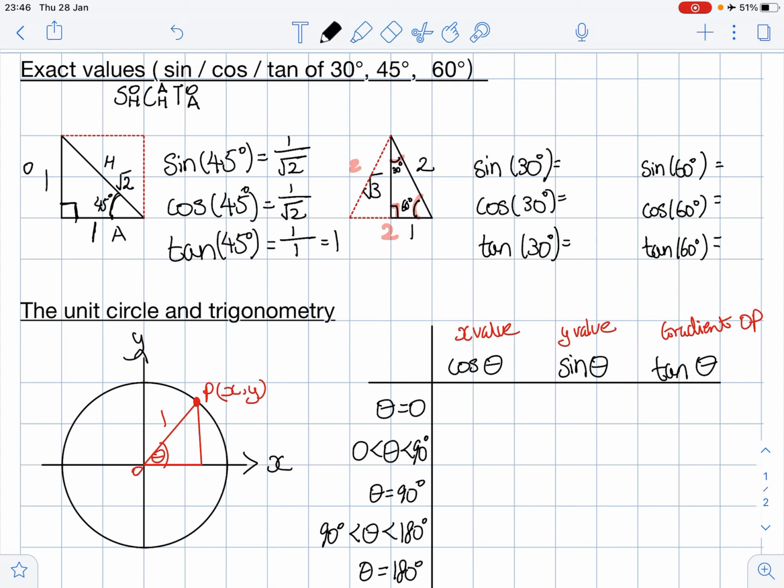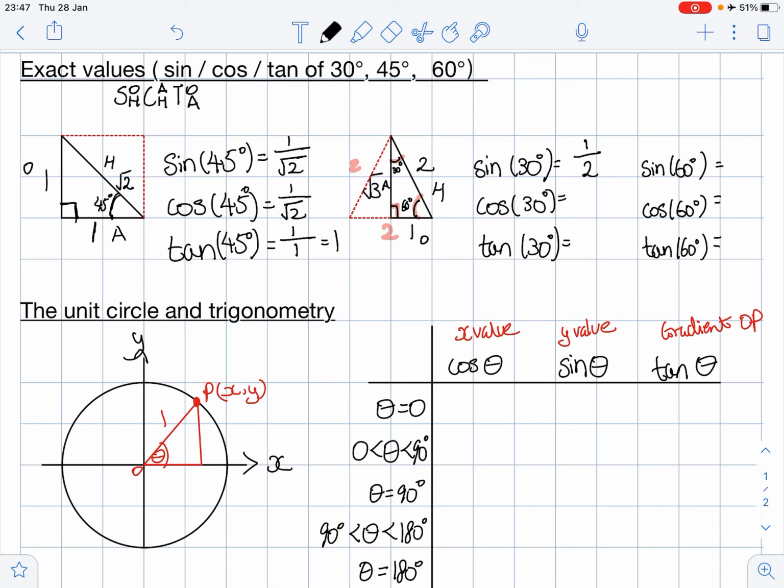And so again, firstly look at sine 30. Sine 30 is opposite over hypotenuse. So let's just label our sides. This is the hypotenuse, this is our opposite and this is our adjacent. So sine 30 is O over H. The opposite is 1. The hypotenuse is 2. So sine 30 is a half.